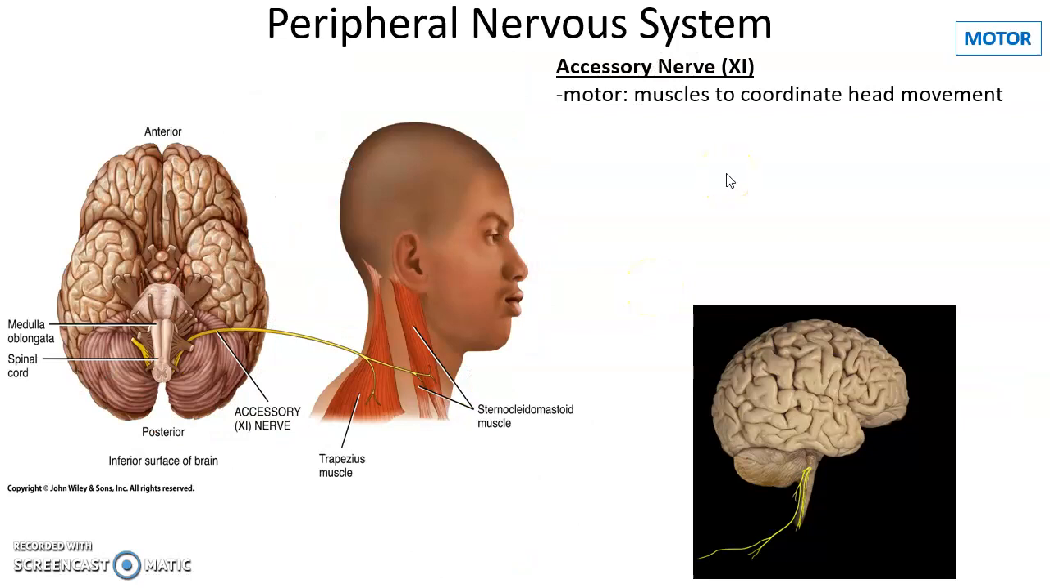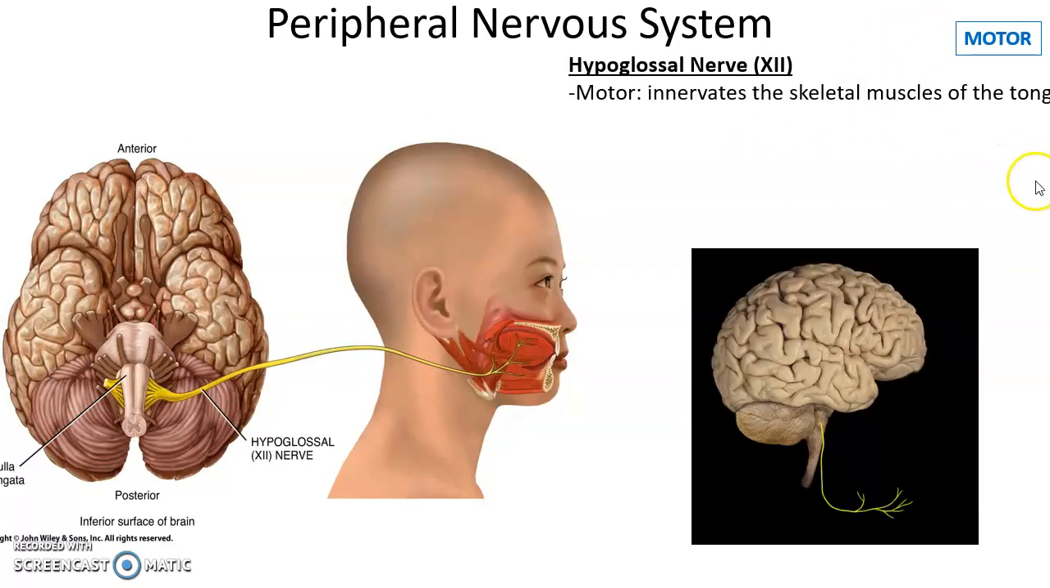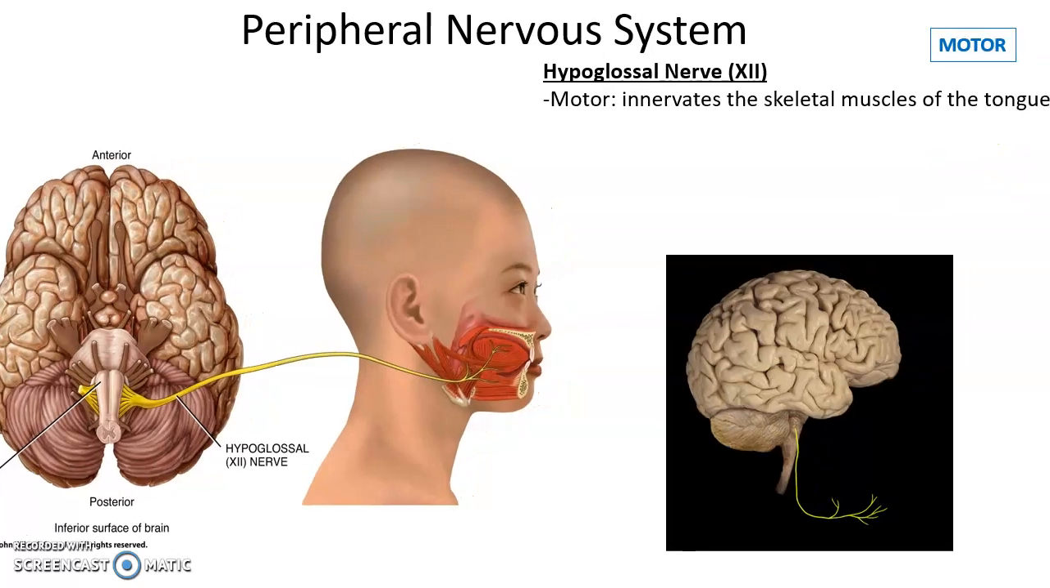Accessory nerve. Accessory nerve is cranial nerve 11. It is exclusively a motor nerve. It controls the muscles that help us to move our head, to turn our head, to raise our shoulders, specifically trapezius and sternocleidomastoid. And then cranial nerve 12 is hypoglossal. Hypoglossal nerve innervates muscles in the tongue and oral cavity, so it helps to control the movement of the tongue and swallowing.